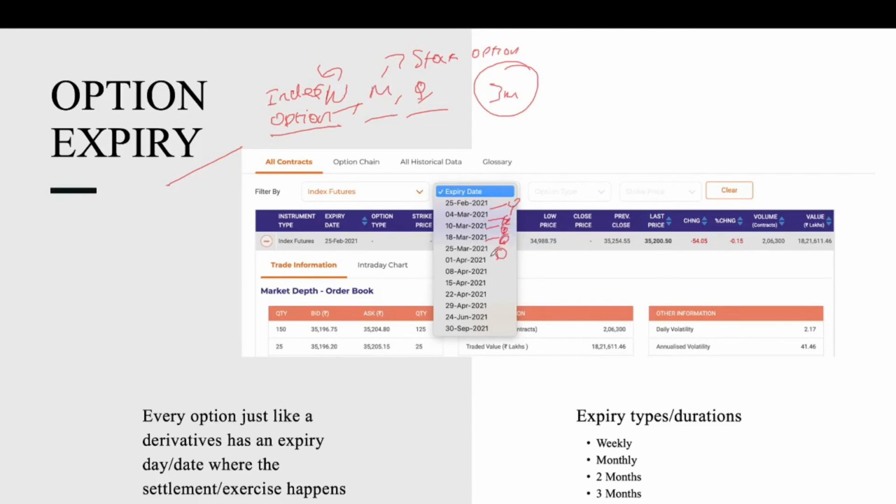So remember that all these contracts have a weekly expiry. Every option is just like a derivative. It has an expiry day, whereas a settlement and exercise happens. So as we remember here, weekly, monthly, 2 months, 3 months. 2 months usually comes in derivatives, guys. So you can buy this month's contract or next month's contract. That depends on you and your comfortability of trading.